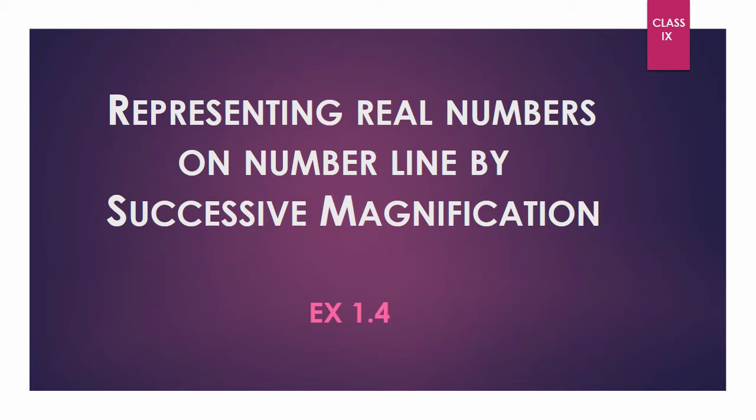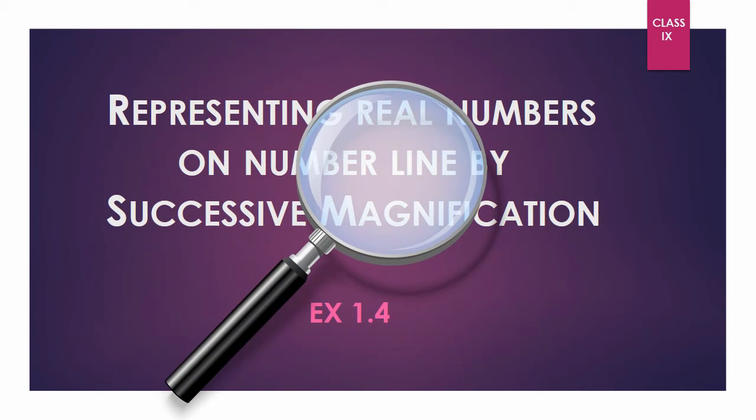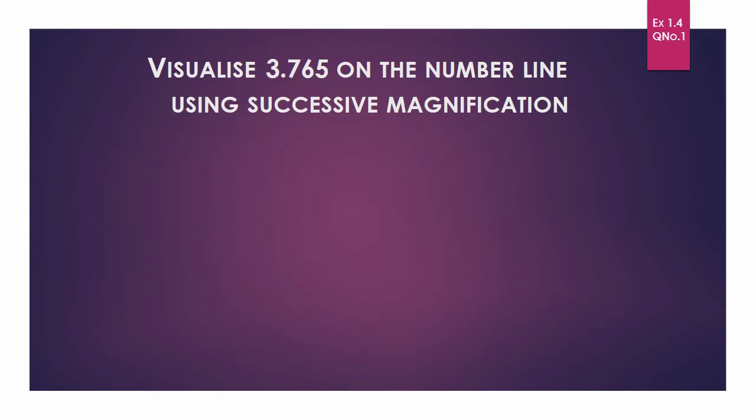Today we are going to discuss representing real numbers on the number line by successive magnification. What is successive magnification? It is the process of visualization of numbers on the number line through a magnifying glass. Clear? Okay. Let's see some problems from exercise 1.